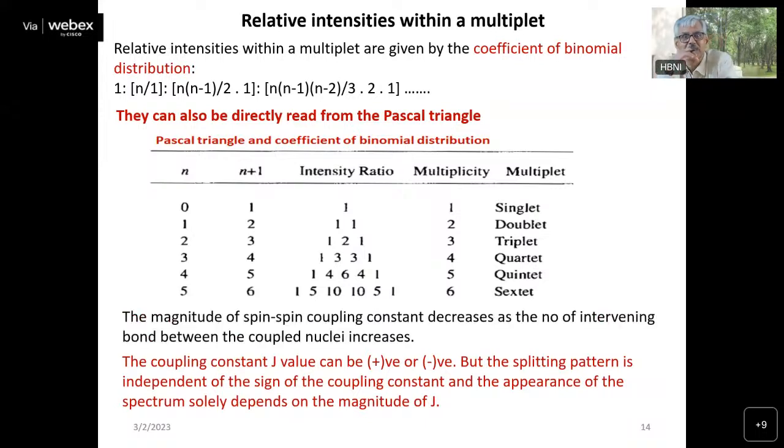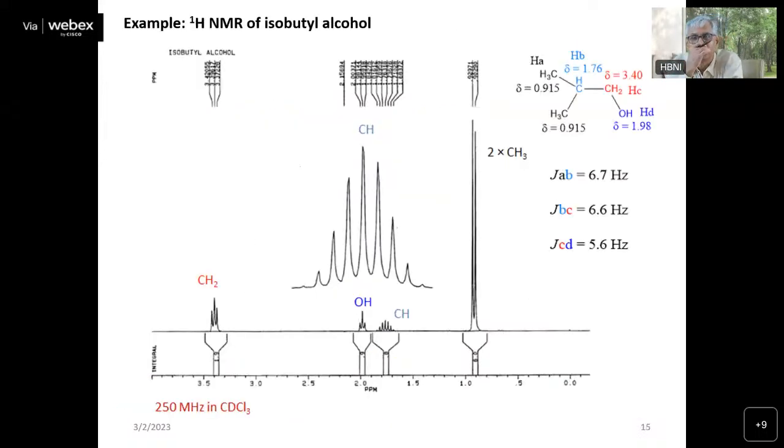Okay, the magnitude of the spin-spin coupling constant, as I was telling you, decreases as the number of intervening bonds between the coupled nuclei increases. As I told you, we'll see later in the next class how the bonding electrons are involved in this process. Okay, so this is a typical spectrum I have shown for isobutyl alcohol.